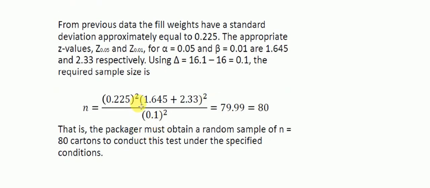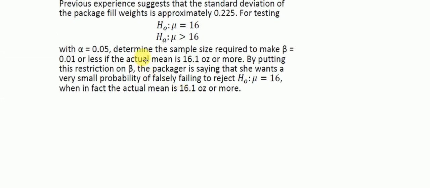Now it's a bit more complex for other things, so we have to plug in the value of Z alpha plus Z beta over here. This is Z alpha and this is Z beta. So how do we calculate the values for Z alpha and Z beta? We have alpha is 0.05 and beta is 0.01. So first we'll calculate the value of Z alpha using alpha equal to 0.05, and then we'll use the value of beta by using beta equal to 0.01.